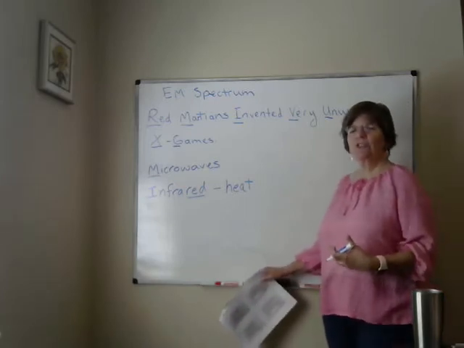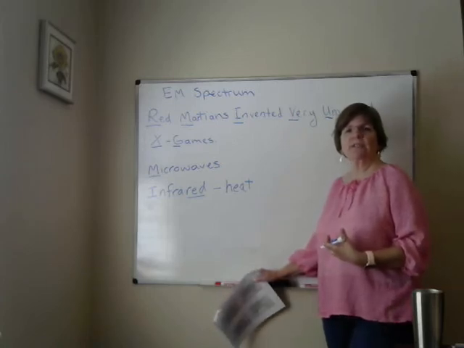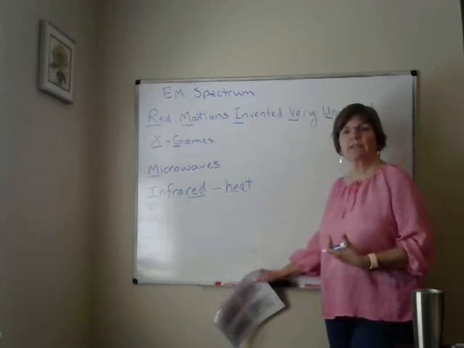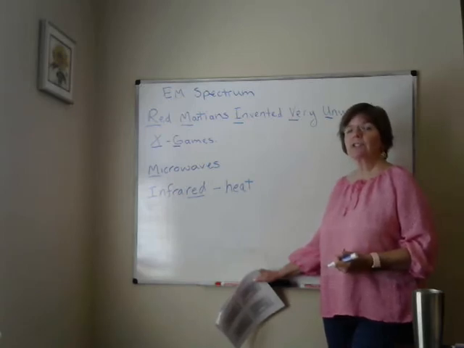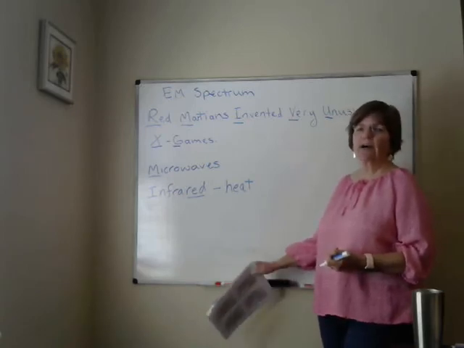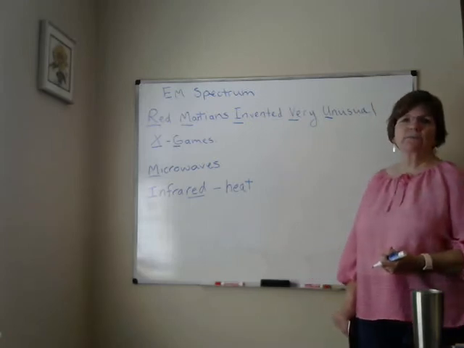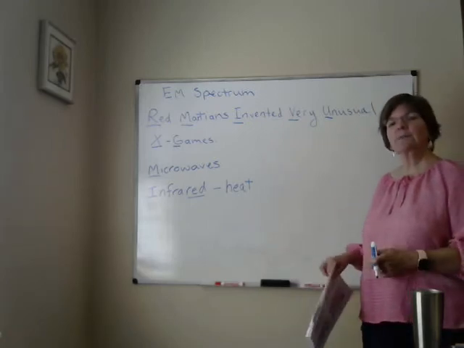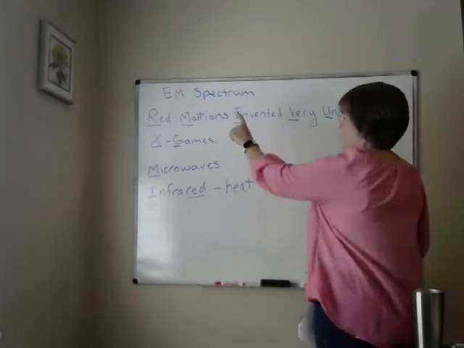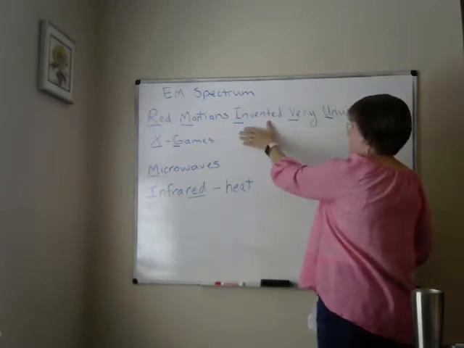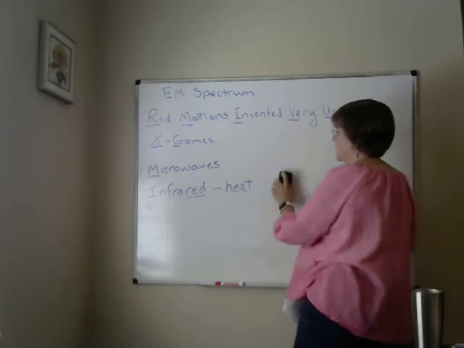Infrared radiation is used for night vision goggles. The other place we use it is in remote controls. If you've got a remote for your television, it's probably using an infrared signal. If you have a radio-controlled toy car, it's probably using an infrared signal. So we've talked about radio waves, microwaves, infrared. Now for the V.